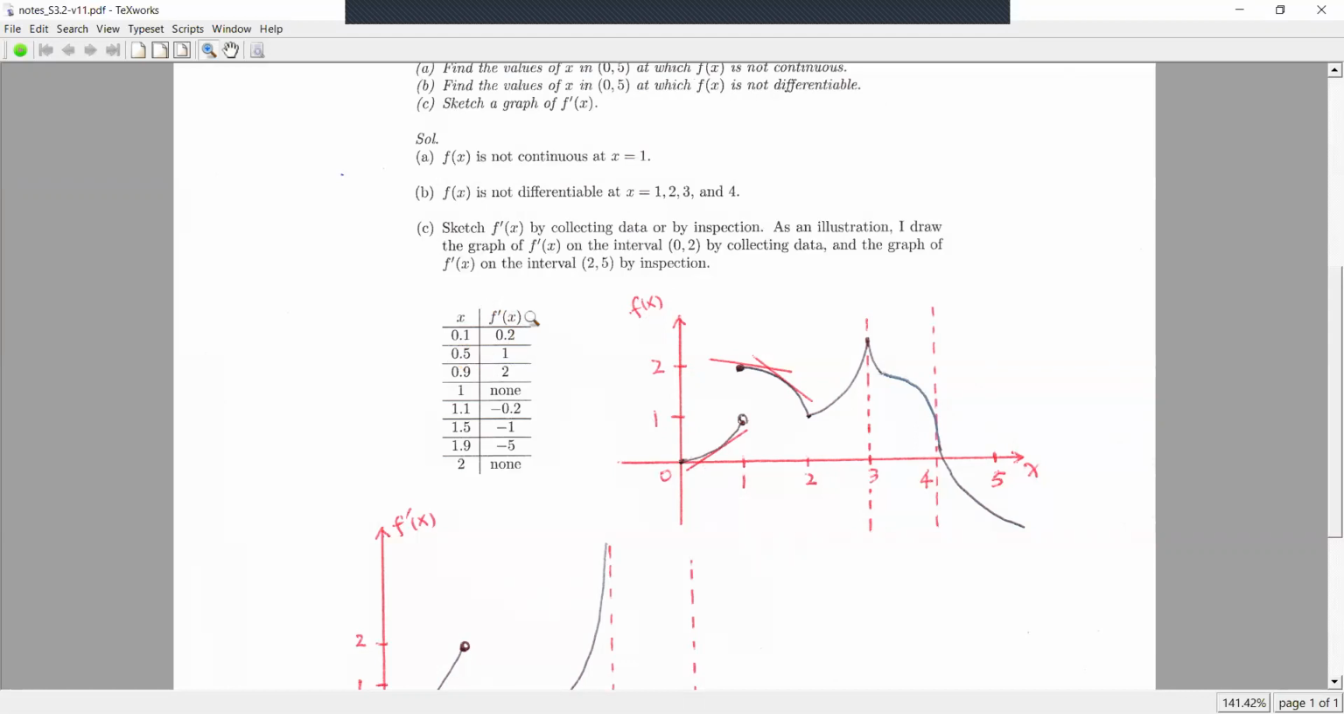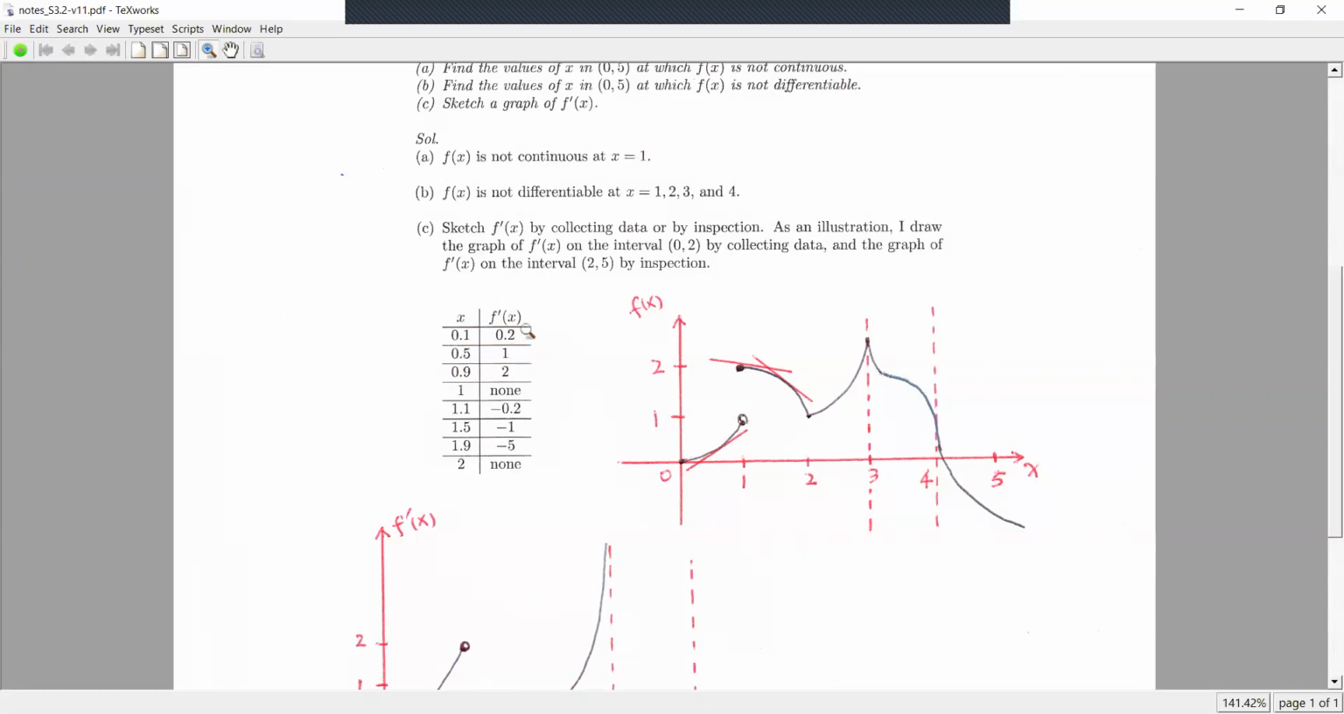For the derivative at point 5, the point is about here. At x is 0.5, draw a tangent line to the graph of the function f. The slope of this tangent line is about 1. So the value of the derivative at point 5 is about 1.